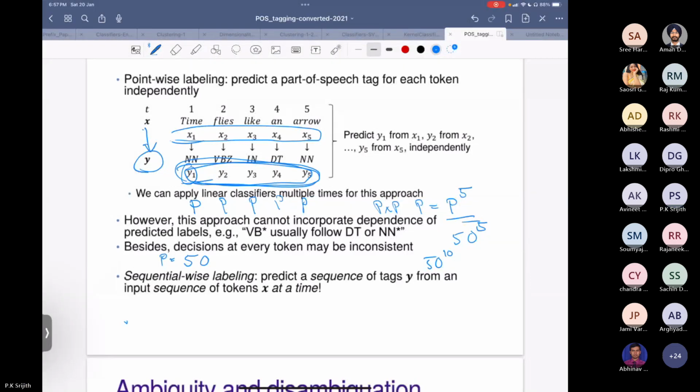But in this case, you do take into account the dependencies among the different class labels, right? Because you are trying to jointly predict all these labels together at once, right? So you do take into account the dependencies among these class labels, but the number of class labels that you may have to predict is going to be extremely large.